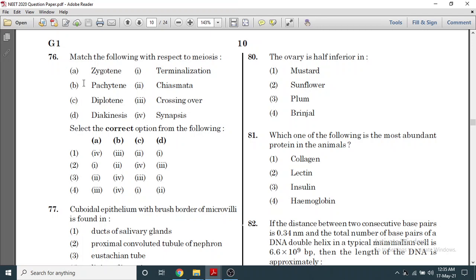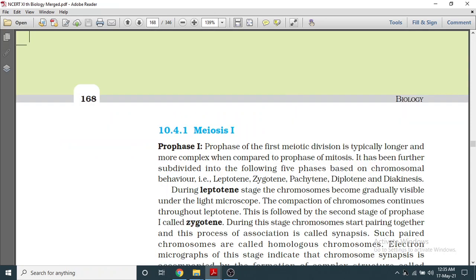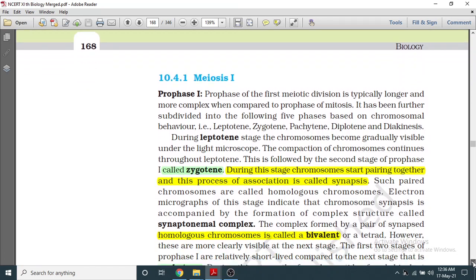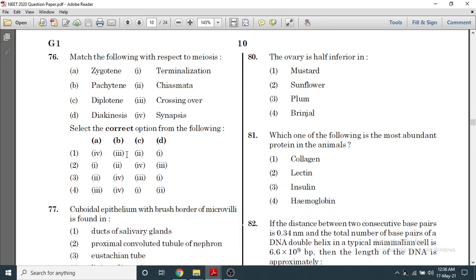So here they have given the different phases of meiosis 1 and these are the events, so we have to match with these. Question number 76 is from class 11 on page number 168, where you will find meiosis 1. Zygotene: during this stage chromosomes start pairing together and this process of association is called synapsis. So zygotene will match with synapsis.